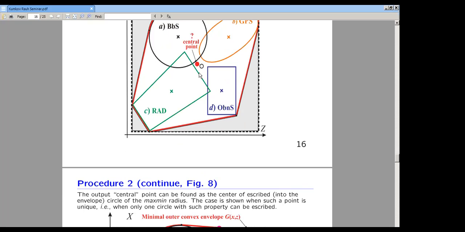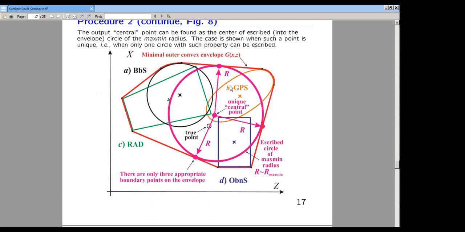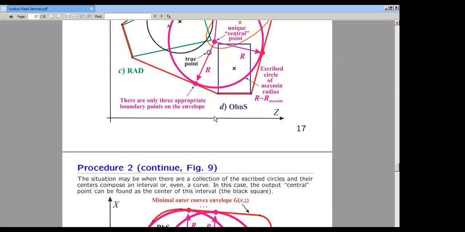But this procedure can be sophisticated, namely how to give out the central point. Let us reconstruct the envelope of these uncertainty sets. And note, under this, we do not lose any information about measurements, both the measurements and their uncertainty sets. And let us ascribe the circle with max-min radius and give out as an aircraft position the center of these circles.